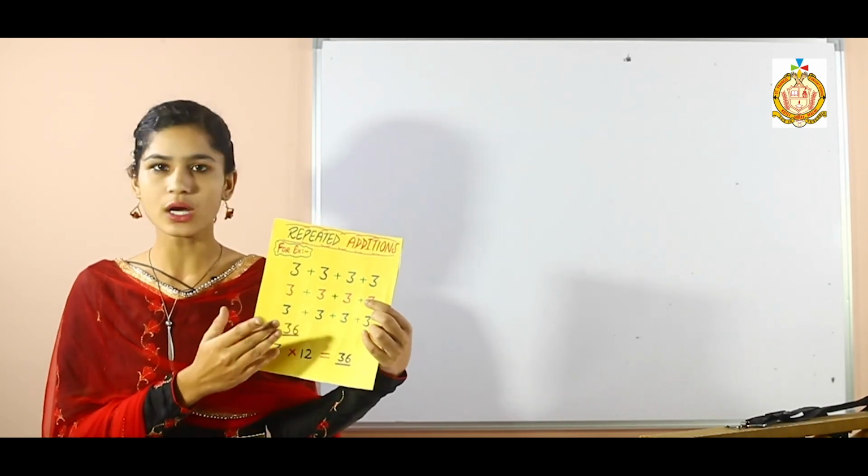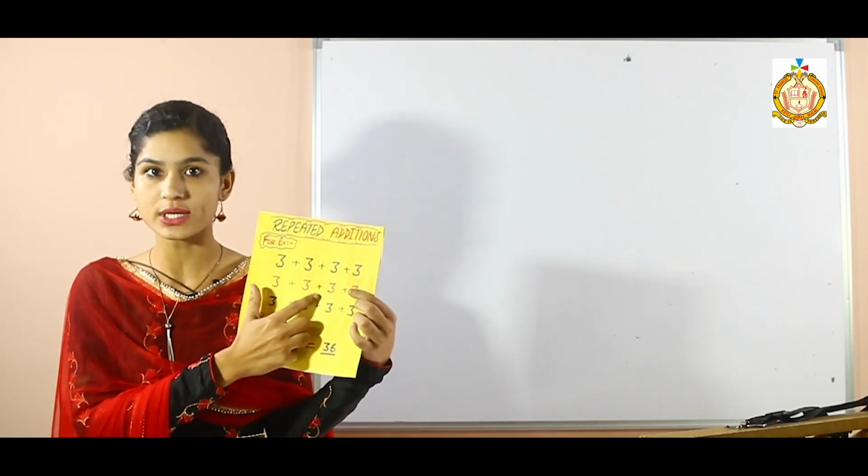How many times is 3 here? We will get the answer, but it is a very difficult process. So let's start to add. 3 plus 3 is 6. 6 plus 3 is 9. 9 plus 3 is 12. 12 plus 3 is 15. 15 plus 3 is 18. 18 plus 3 is 21.